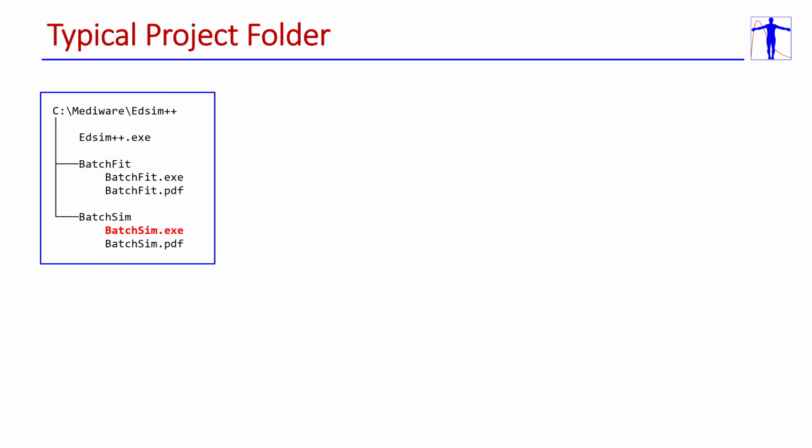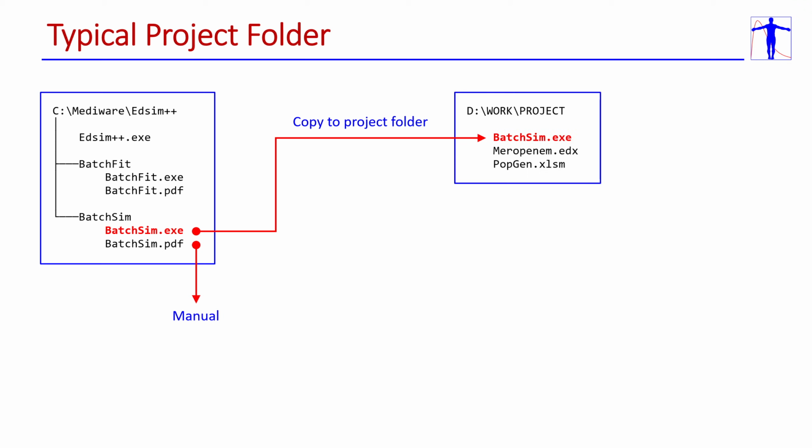The BatchSim application can be found in the BatchSim folder of the BatchSim installation directory. The BatchSim manual can also be found in this folder. The BatchSim executable can be copied to your working directory holding a BatchSim project. This folder typically also contains the EdSim population model and the PopGen population generation tool.